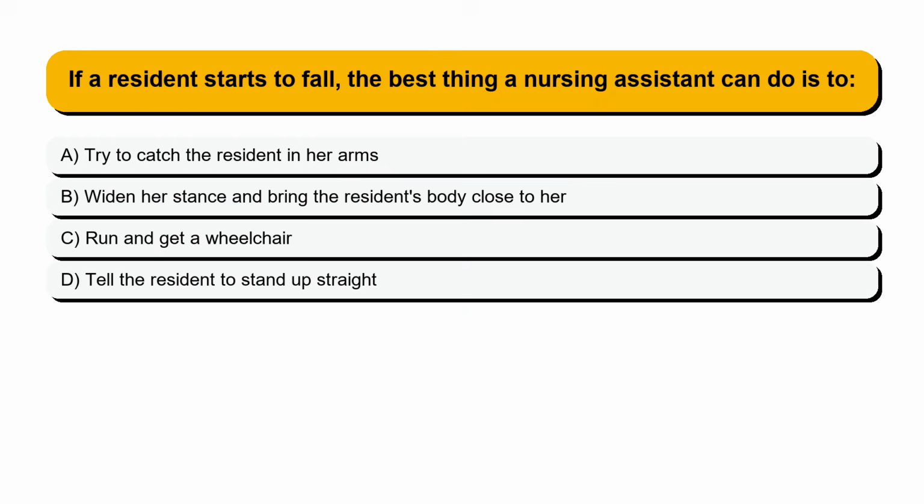Question 9. If a resident starts to fall, the best thing a nursing assistant can do is to: Option A try to catch the resident in her arms. Option B widen her stance and bring the resident's body close to her. Option C run and get a wheelchair. Option D tell the resident to stand up straight.